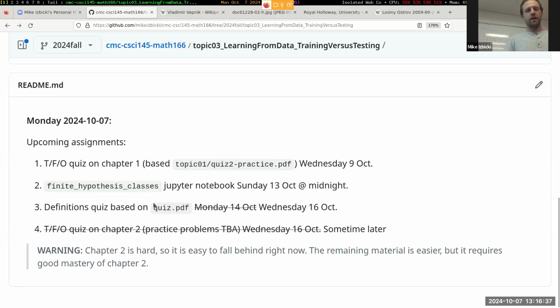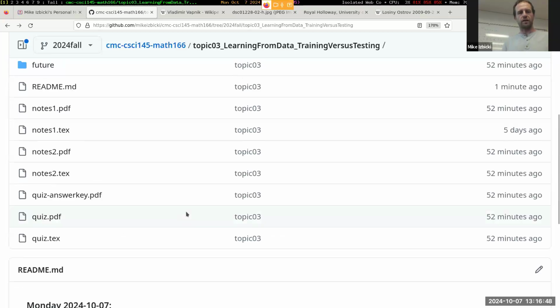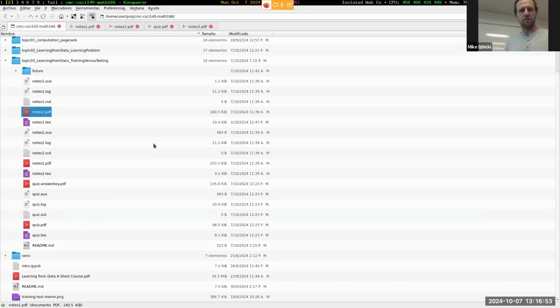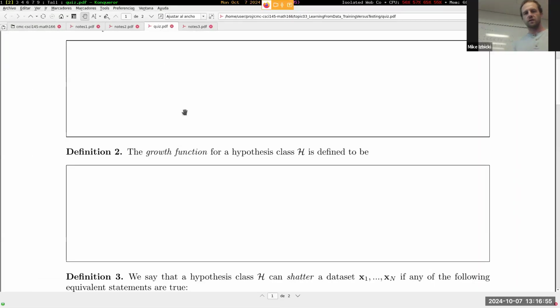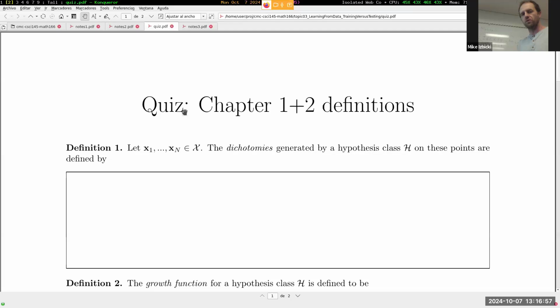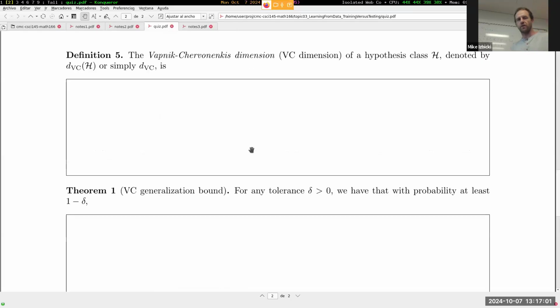And then next Wednesday, we'll have this definitions quiz.pdf. Up here in the front in the printouts, there is this quiz.pdf, which is the definitions. I think I have it open right here. Just all the definitions from chapter 2. So far we've talked about the dichotomies. We'll talk about, I think, all the other ones today.